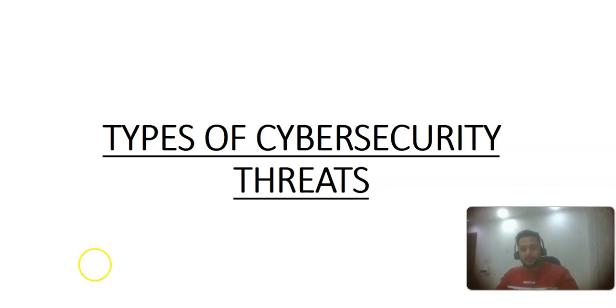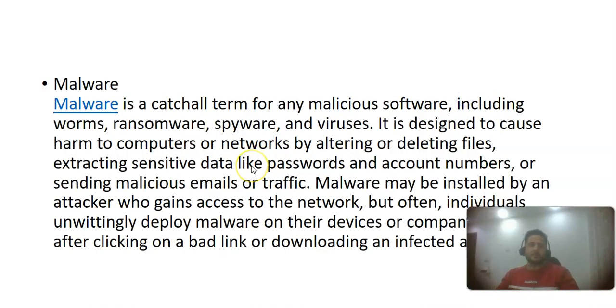If I talk about the first type of attack, it's malware. As the term suggests, it is a catch-all term for any malicious software, including worms, ransomware, spyware, and viruses. If you want to read more about types of worms, ransomware attacks, and how they get ingested or how they start, you would have to read the particular topics related to that. Malware is designed to cause harm to computers or networks by altering or deleting files, and then it will extract sensitive data like passwords and account numbers, or send malicious emails or traffic.